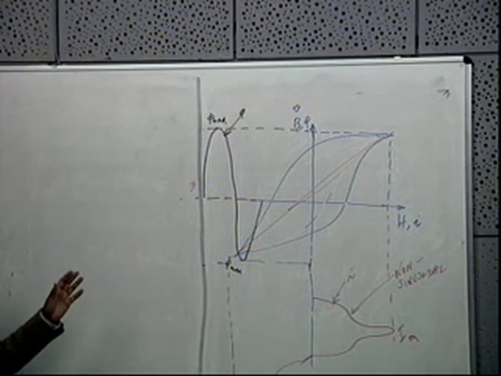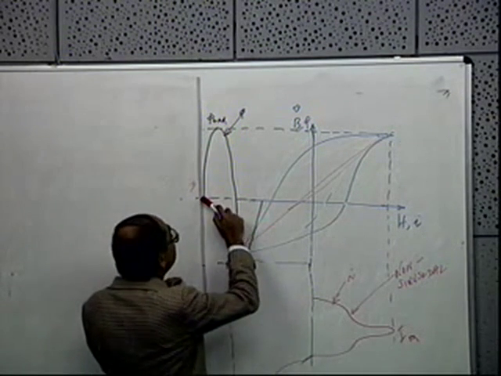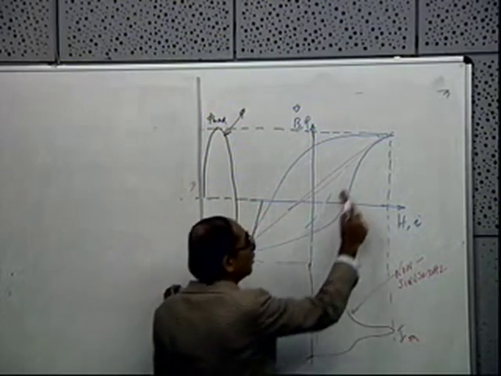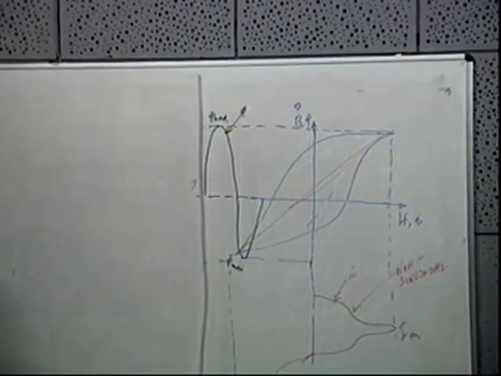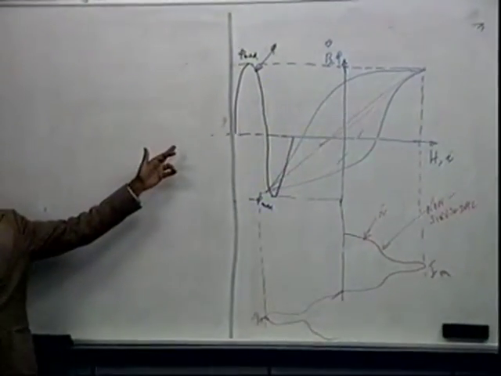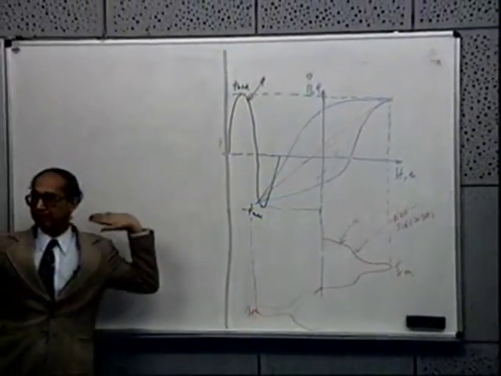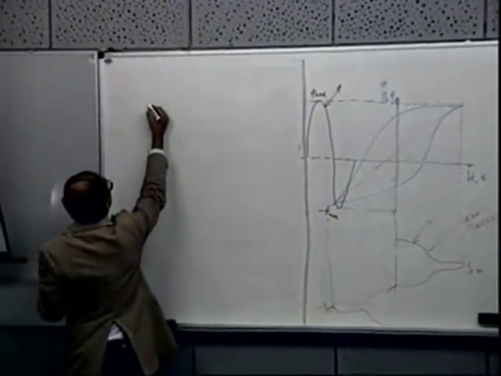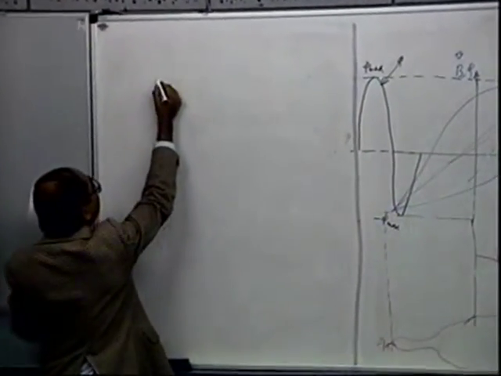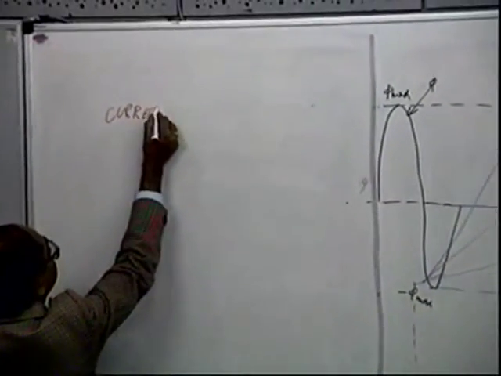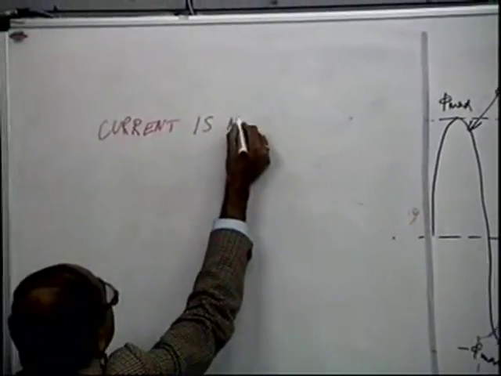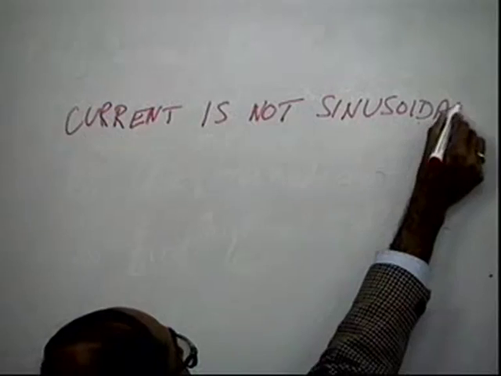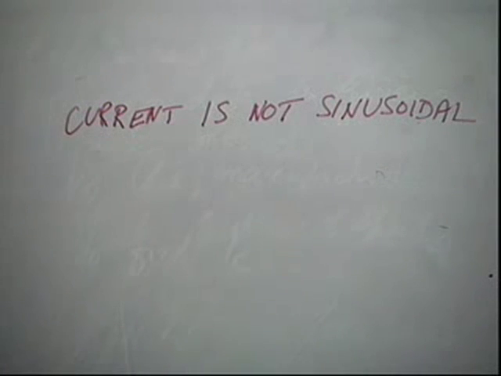So what we are trying to say is, as the flux changes from 0 to phi max to 0, 0 to minus phi max, and from minus phi max to 0, you are operating a loop like this. And for each flux, there is a current. So you will find the next phenomenon is that the current is not sinusoidal. Normally, it has third harmonics.